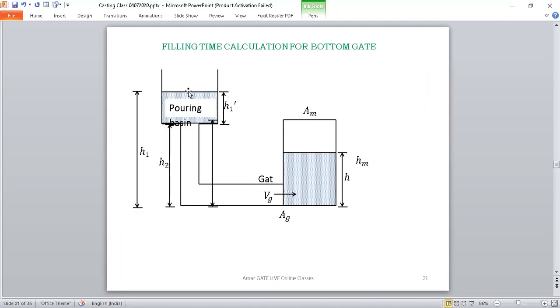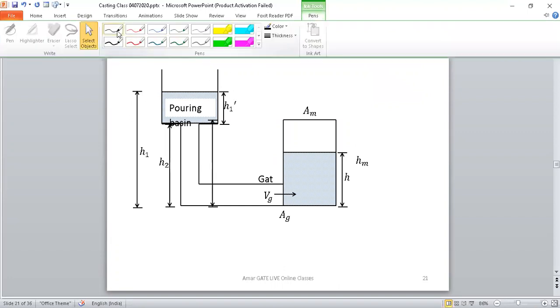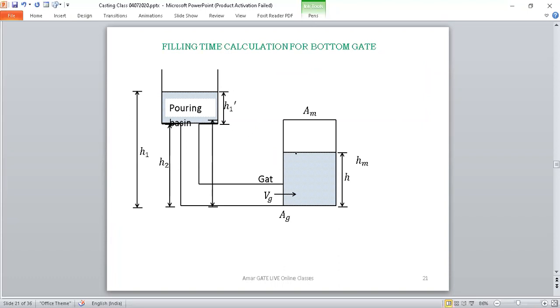Okay, so this is the one sketch where molten metal is filled from the bottom. H2 is the sprue height. H1 is the total height, and H1 dash is the pouring basin height. Some nomenclature is given. This is your gate. This is the velocity of the gate, Vg.